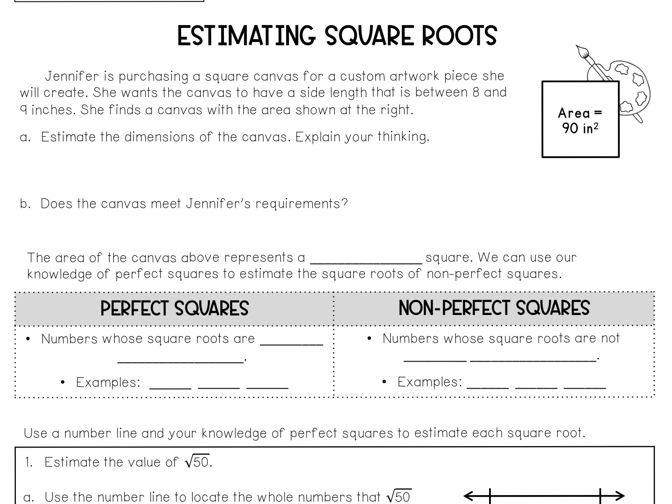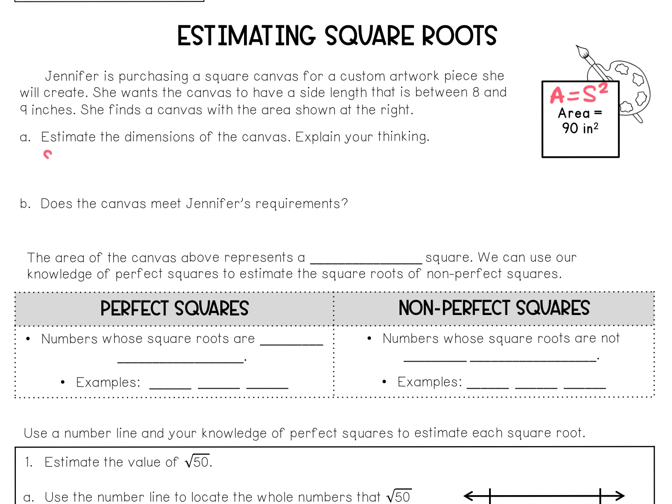So I want you to think about how we find the area of a square and take a second to pause the video and just think what you think the dimension of the canvas might be and whether or not it meets Jennifer's requirements. So let's look at this together. I know that the area of a square is found by A equals S squared. So Jennifer wants her canvas to have a side length that is between 8 and 9 inches.